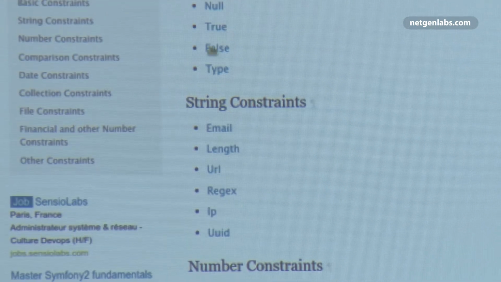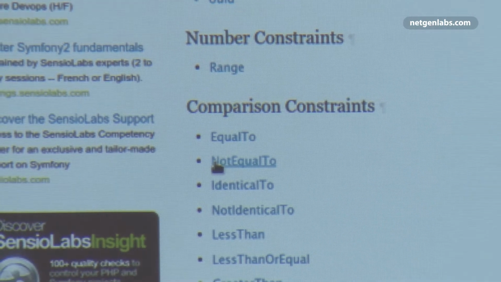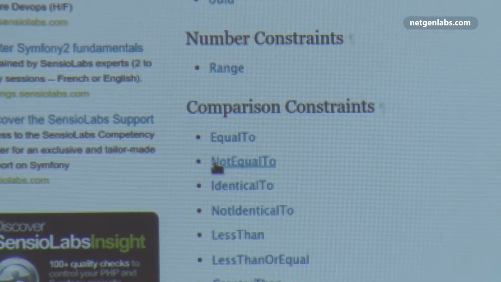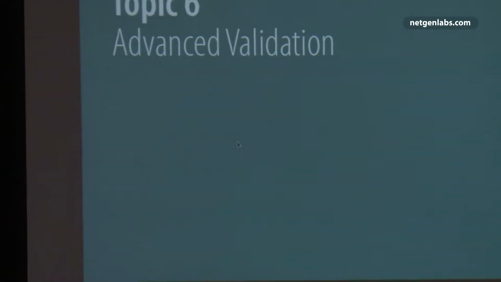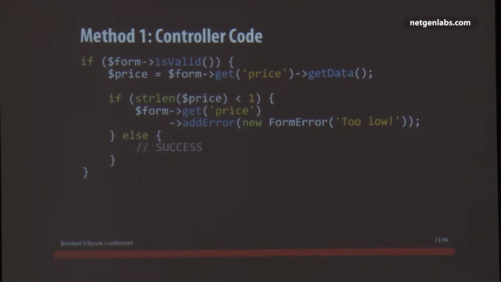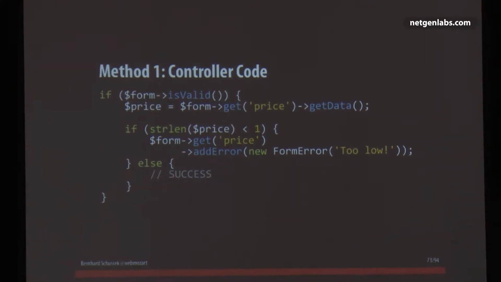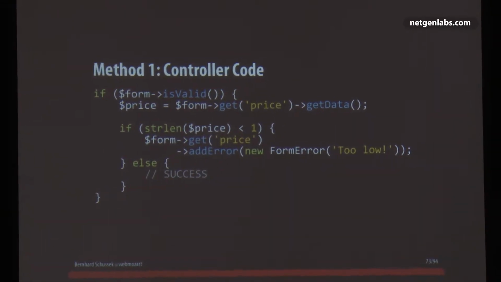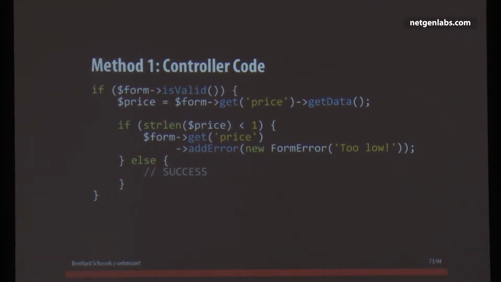So in many cases these core constraints are sufficient to validate very basic constraints, but in some cases they are not. And that's what I consider advanced validation. The easiest way to do advanced validation or custom validation of code that is not satisfied by any of the core constraints is just to add the custom validation code to your controller.